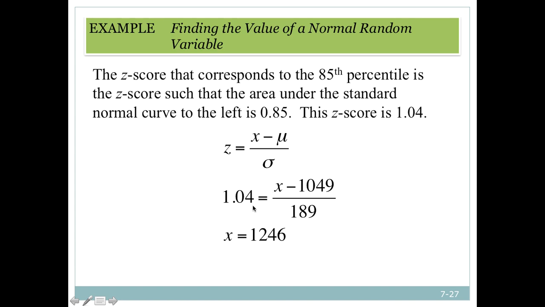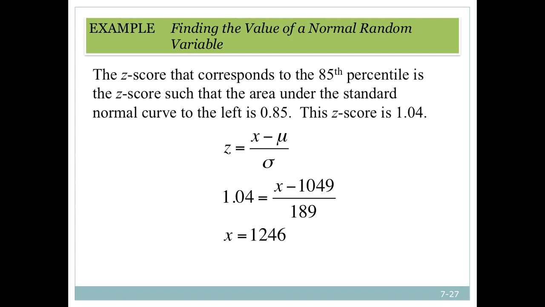because I'm trying to figure out what the score is that corresponds with the 85th percentile. So step one is to look in the body of your actual table and find the z-score that corresponds with the desired percentile. Once you have that z-score, you just use your z-score formula, but this time you're solving for something different. So you plug in the mean, and you plug in the standard deviation. Those were both given on the previous slide.